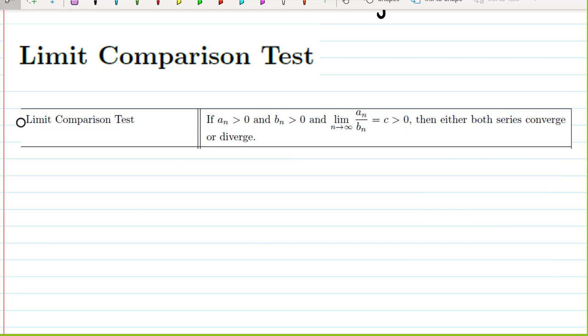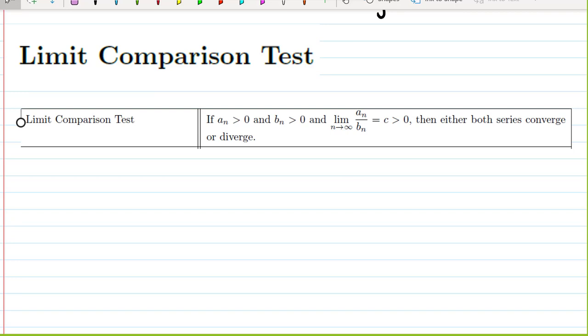So if, once again, both the a_n's and the b_n's are always positive and not equal to 0, and the limit as n goes to infinity of the ratio of the a_n's to b_n's is equal to some number c, where c is bigger than 0, then either both series converge or both series diverge.